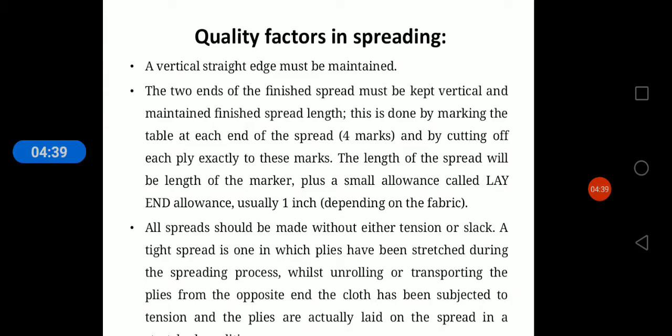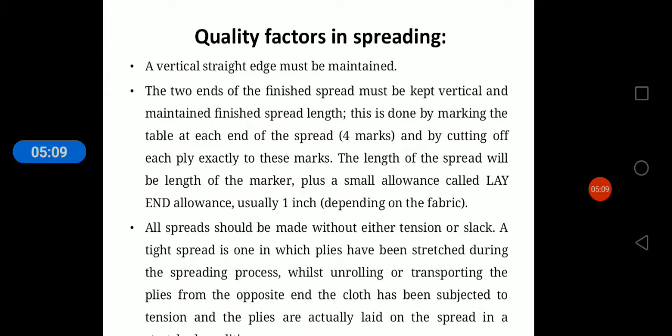All spreads should be made without either tension or slack. A tight spread is one in which plies have been stretched during the spreading process, whilst unrolling or transporting the plies from the opposite end. The cloth has been subjected to tension, and the plies are actually laid on the table in a stretched state.